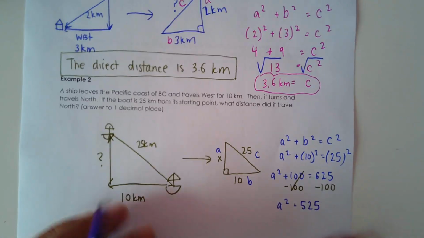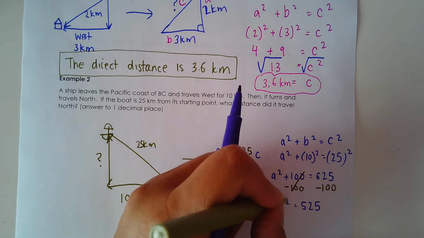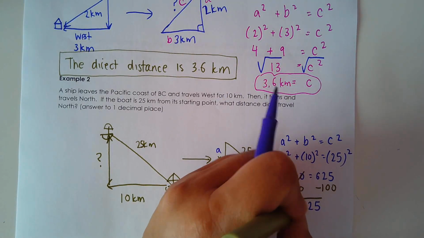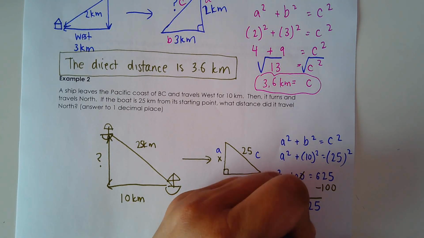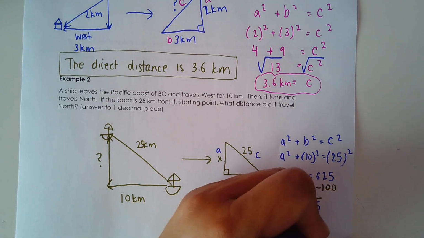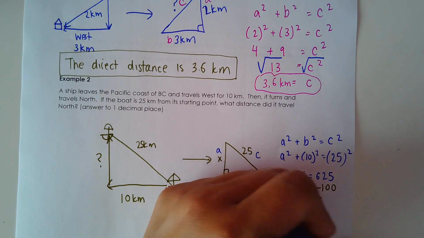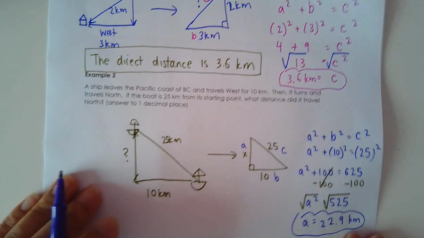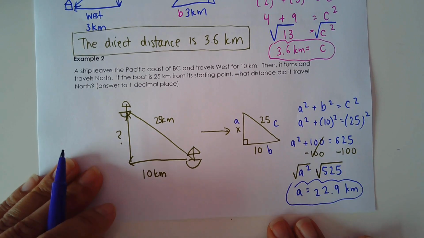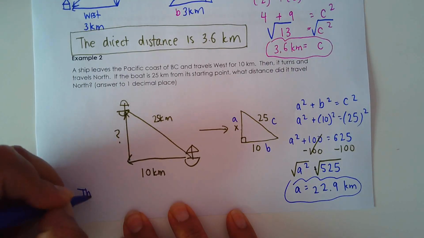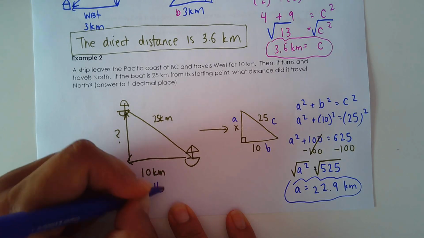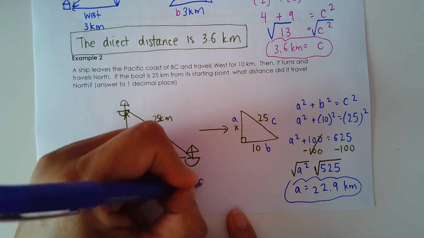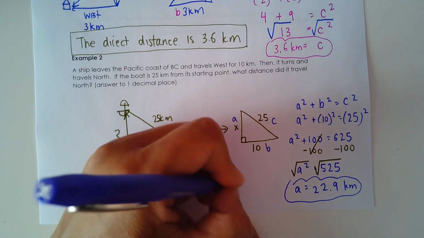And I don't want the square of A, I just want side A. So I take the square root, and A equals 22.9 kilometers. And I can write that in a sentence. So the boat traveled 22.9 kilometers north.